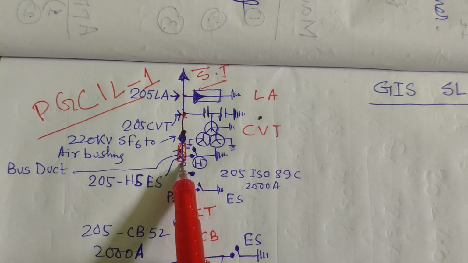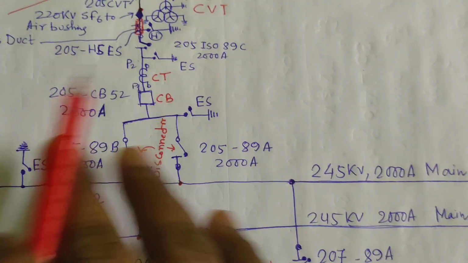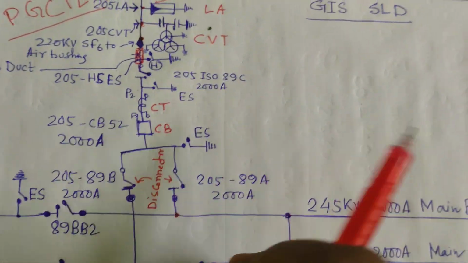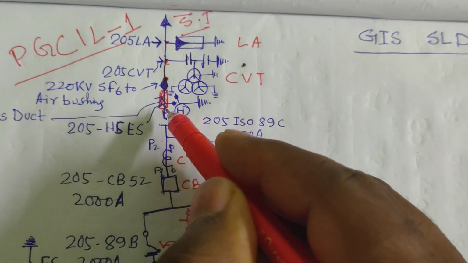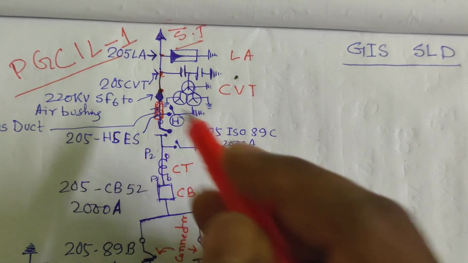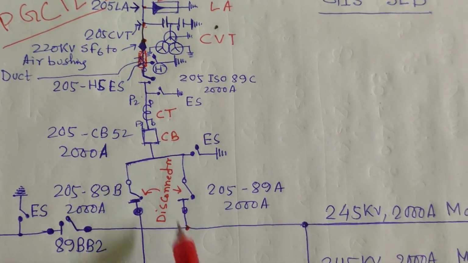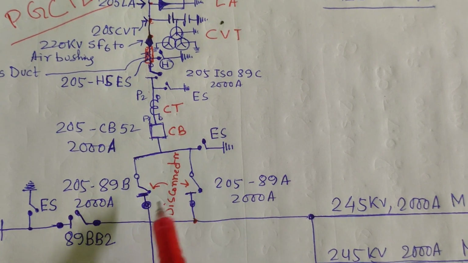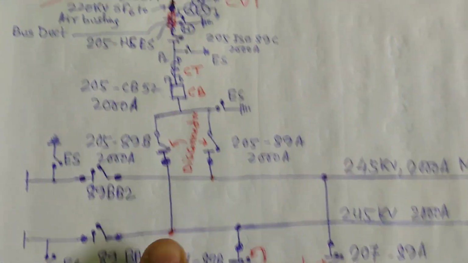From the bus duct, all the parts, the main bus and all the instruments, are inside the duct. The bus duct comes from outside to inside, and inside are the disconnector, earth switch, CT, and circuit breaker, with disconnectors connected in parallel for main bus 1 and main bus 2. The power is coming here.